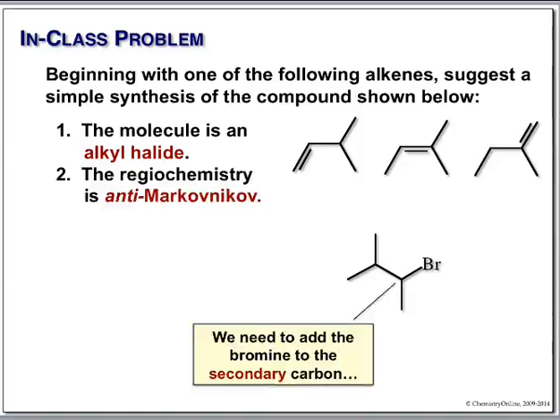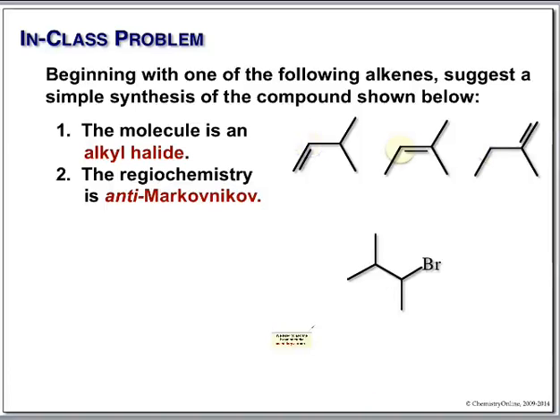So of our two candidates, we could do anti-Markovnikov addition here. This would be a Markovnikov addition, wouldn't it? And it would rearrange. So the only one that works here is this guy. And we simply want to make this with HBr, peroxide.